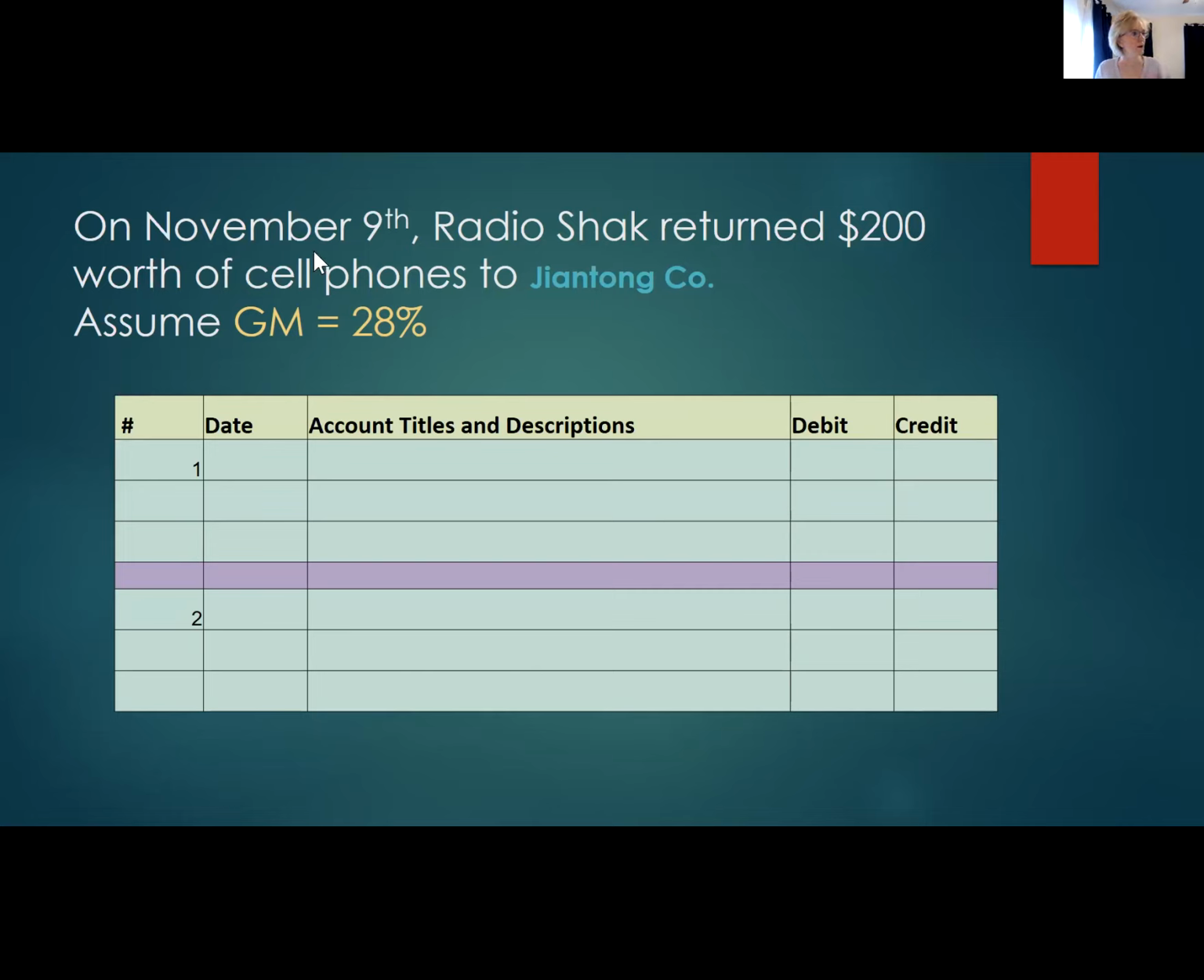All right. On November 9th, Radio Shack returned $200 worth of cell phones back to Jiantong. So this is going to be a sales return. So what is the journal entry for this? So take a minute.